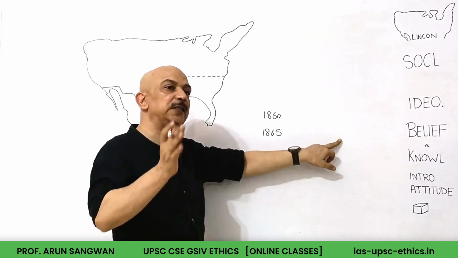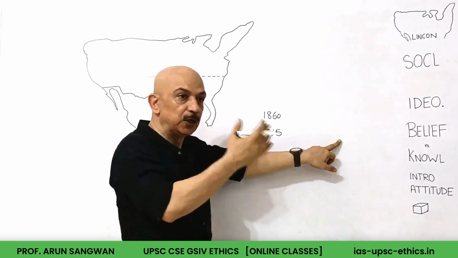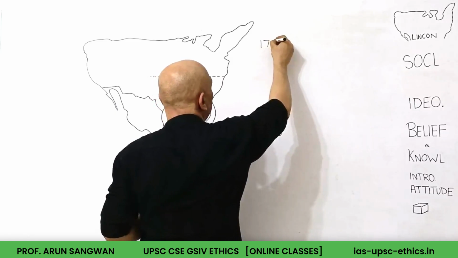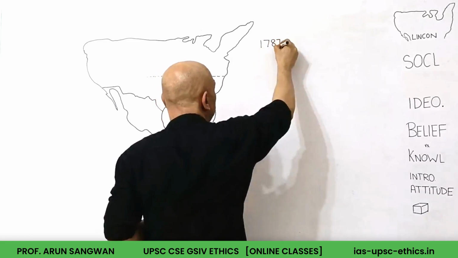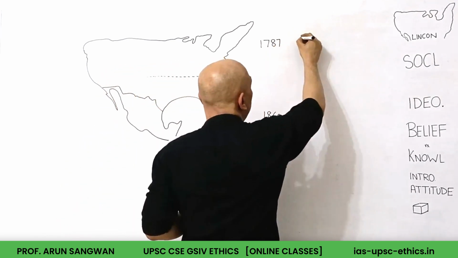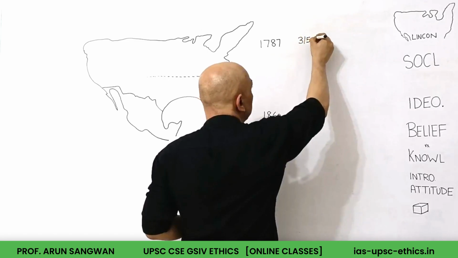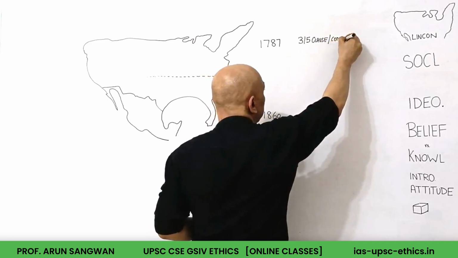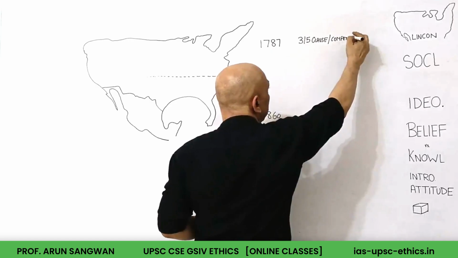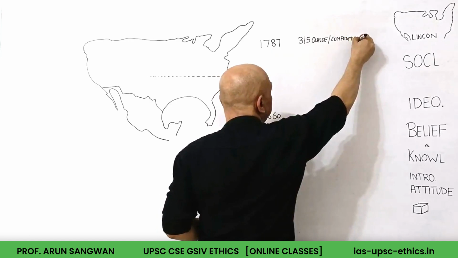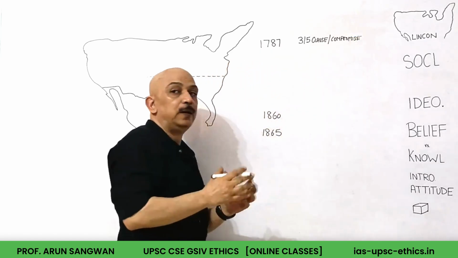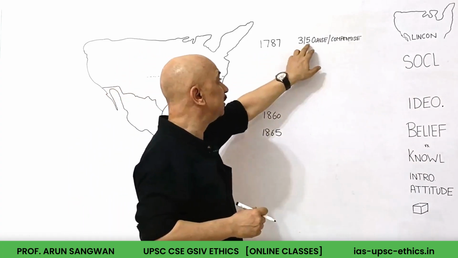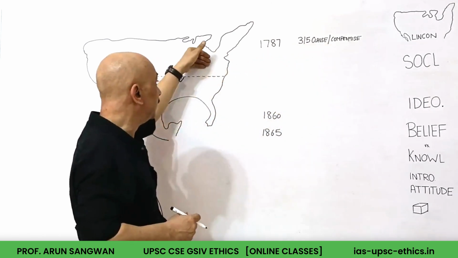we'll have to go about 70-75 years before this. Okay, it starts somewhere around, not somewhere around, but definitely around 1787, where something called a 3/5 clause or 3/5 compromise was reached. Now, what is this 3/5? We're trying to understand how noble were the intentions of Abraham Lincoln. Okay, 1787, something like 3/5 clause or compromise was reached between the northern and the southern states.